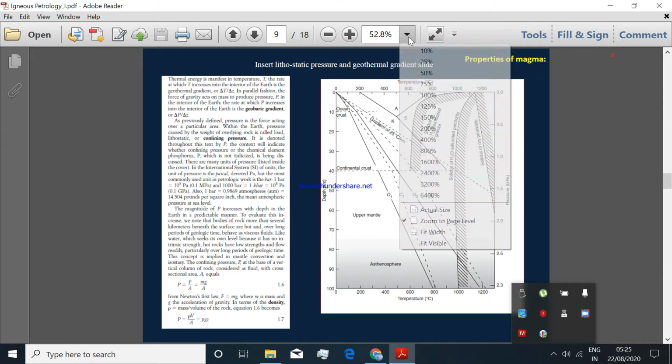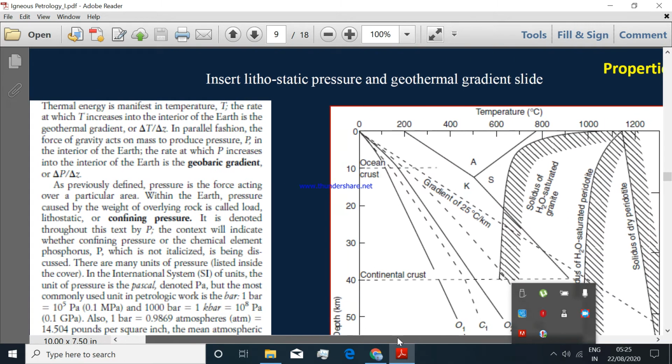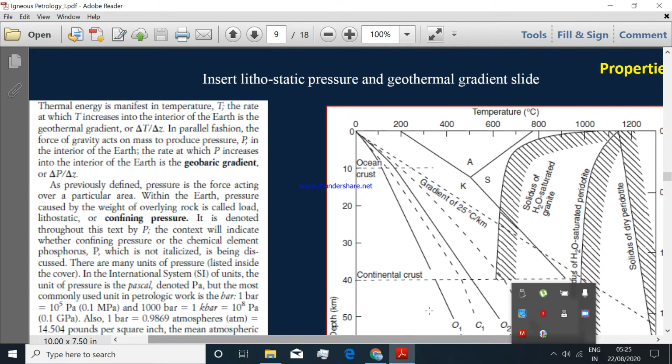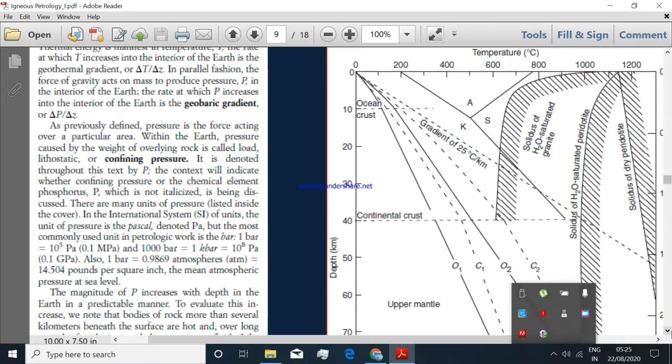Now, in this diagram, we have tried to analyze this situation in terms of the changes of the temperature or the pressure as we go into the deep interiors of the earth. In parallel, we have seen that the force of gravity acts on mass to produce pressure, that is P, and in the interior of the earth the rate at which the pressure increases is known as the geobaric gradient.